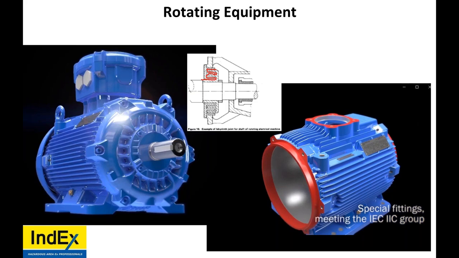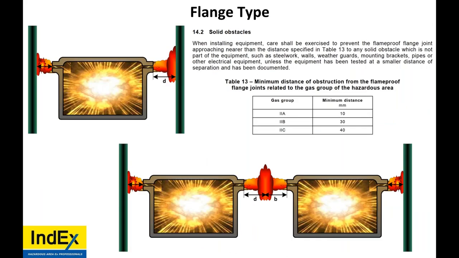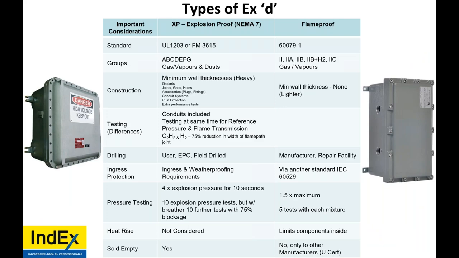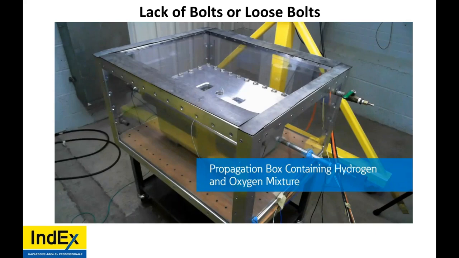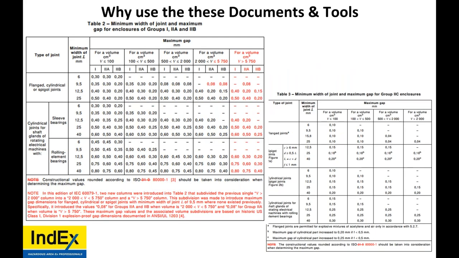Are EXD light fitting enclosures tested the same as EXD other enclosures? Well, there's different test requirements depending on the gas type and the overall volume of the enclosure. So these tables talk about the widths and everything. So it comes down to the gas type, yeah, primarily, and also the construction of it.